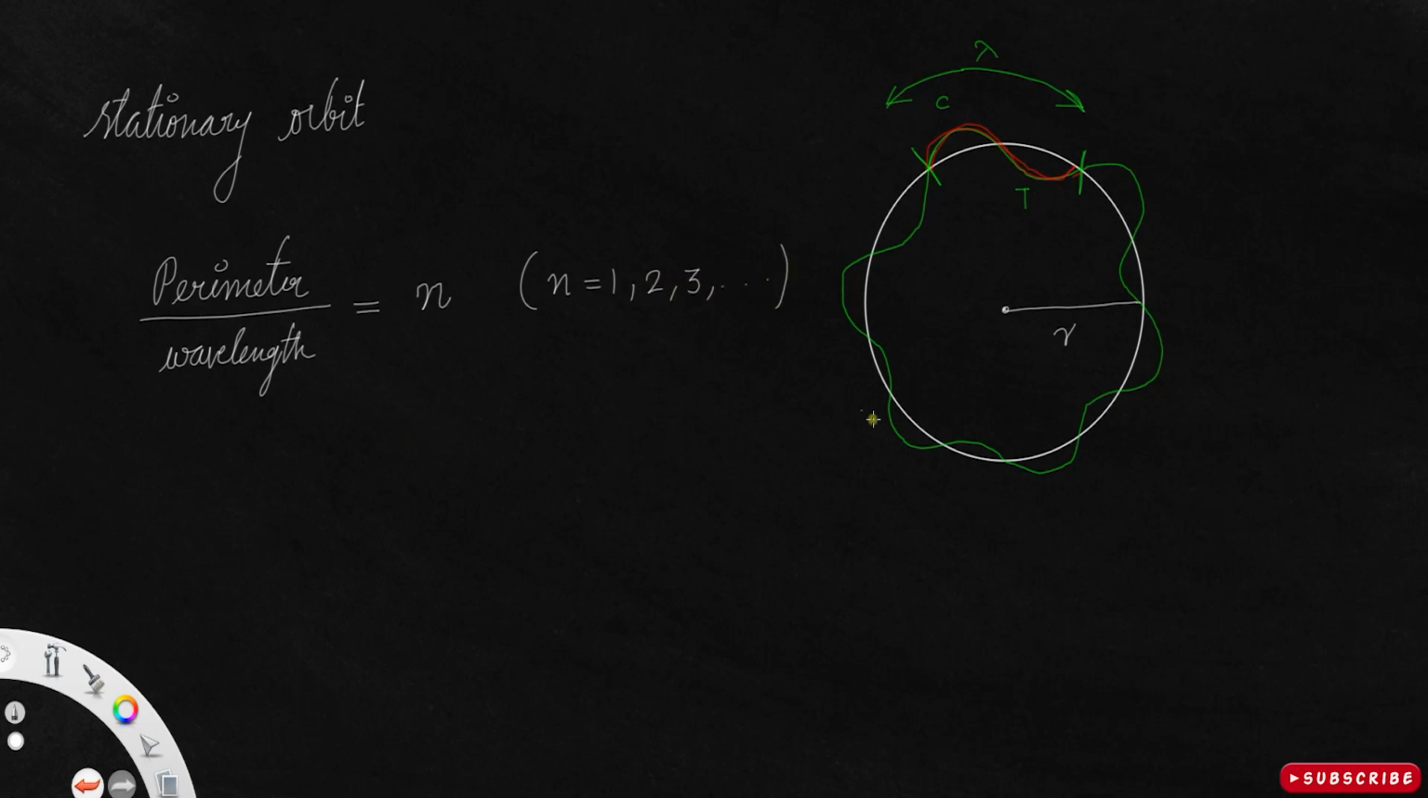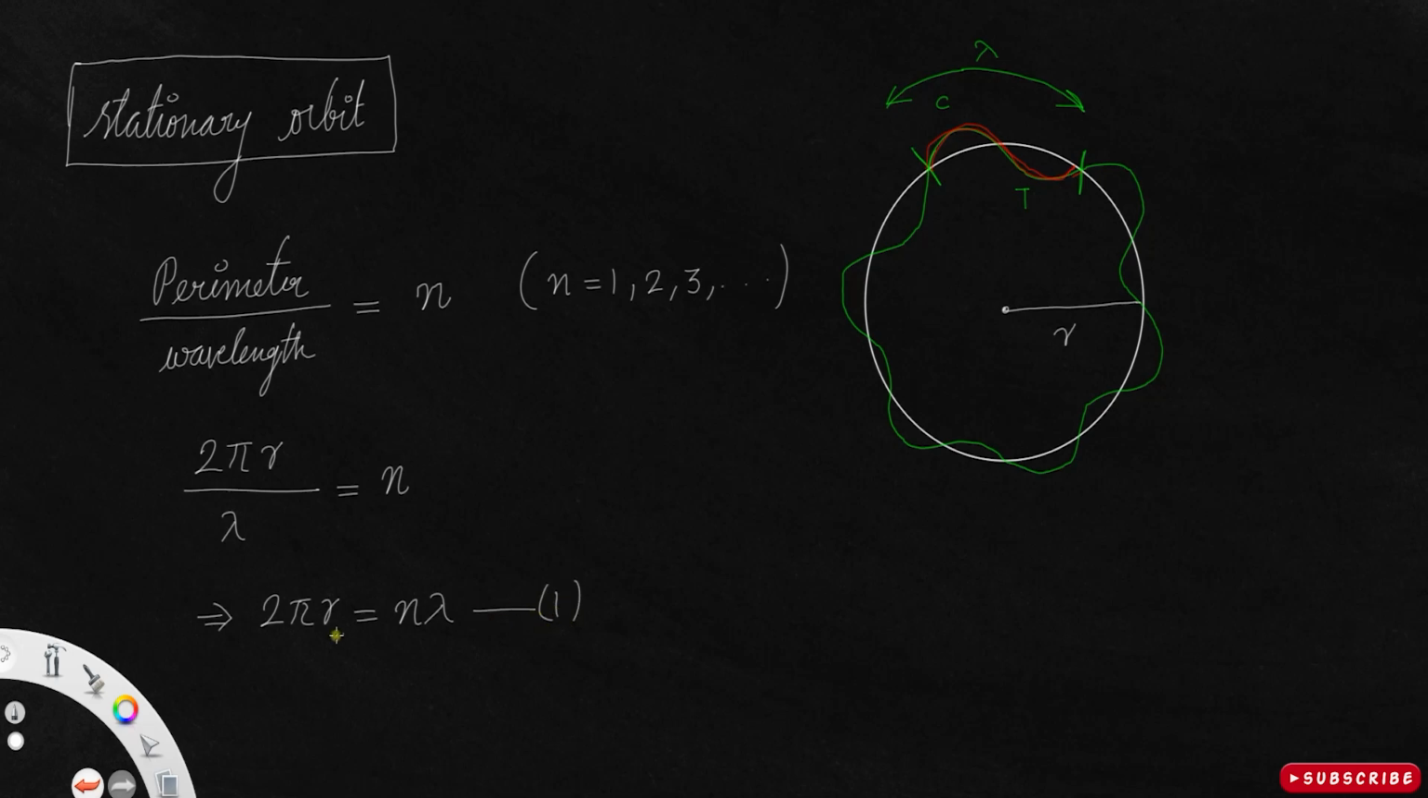Okay, that is, the perimeter of this path divided by the wavelength should be n. It cannot be a fraction. So when this condition is satisfied, we call that a stationary orbit. Clear? But we know the perimeter of this path is 2 pi r, where r is the radius of the orbit, and the wavelength, lambda, must be equal to n. If I take this lambda to the right, I'll get 2 pi r is equal to n lambda. Call this equation number 1.